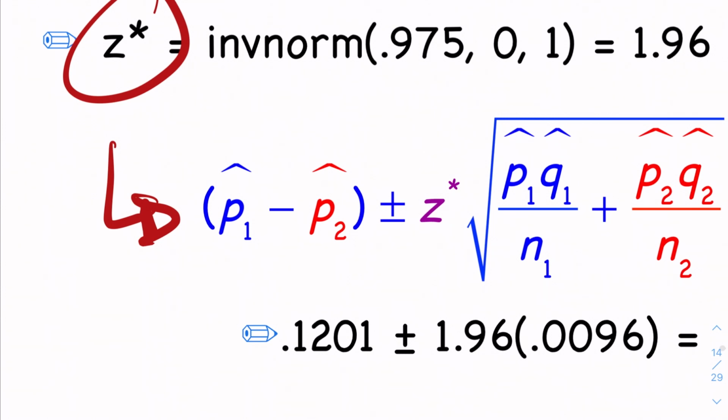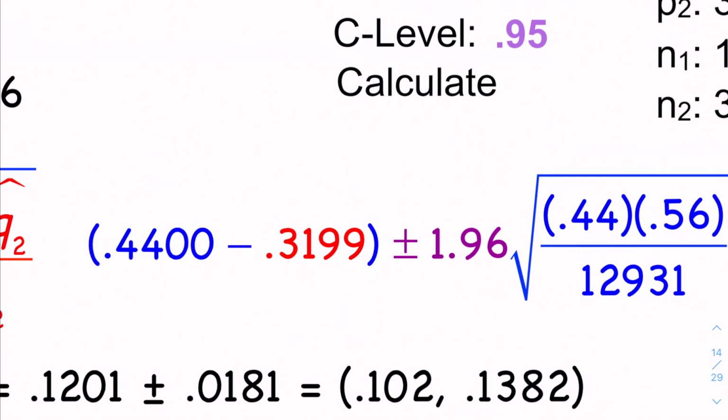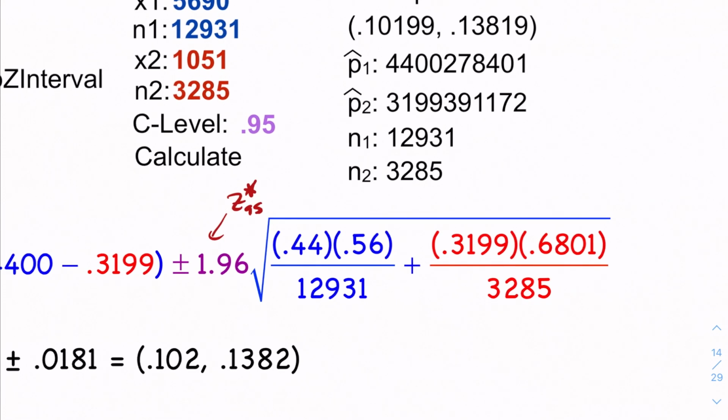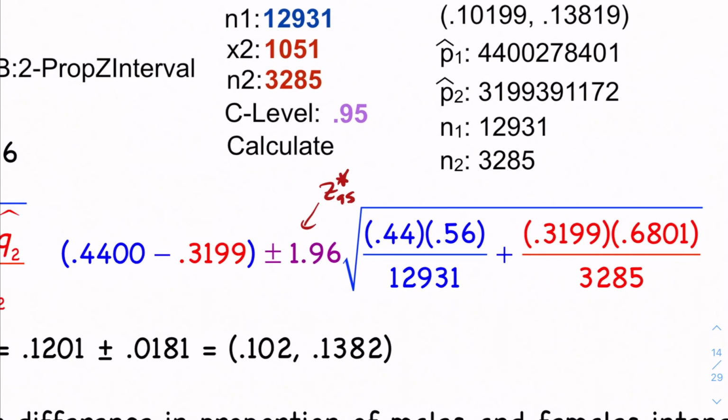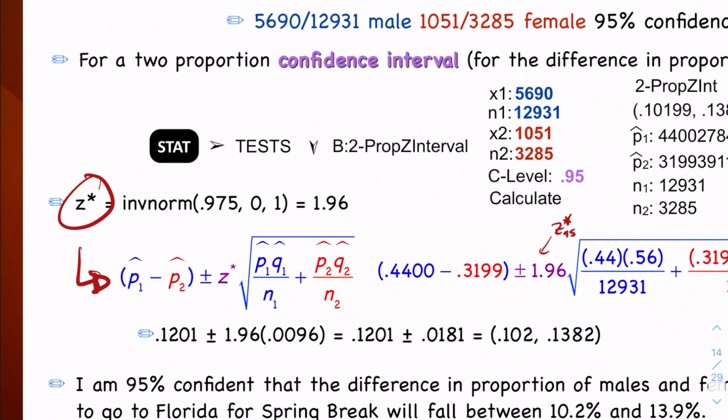The difference in the proportions plus or minus z star times the standard error. So we have 0.4400 minus 0.3199 plus or minus 1.96, because that's your critical value for a 95% confidence interval. We have all of our information in there, and then we're just going to fill the blanks in from our calculator. So we have 0.1201 plus or minus 0.0181, or 10.2% to 13.82%.